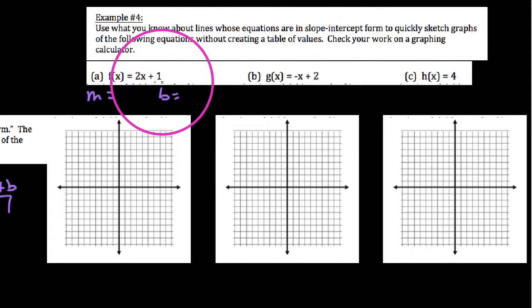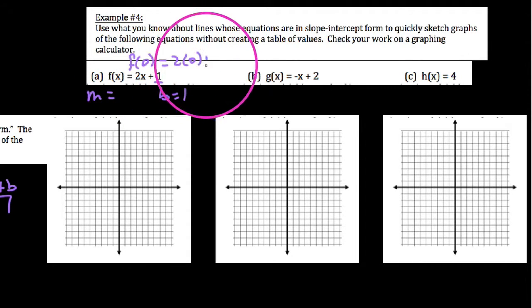So our b value in this case would just be a constant here. We could prove this by finding what our f of 0 value is, and we get 2 times 0 plus 1, which is just 1. So we get 1 there, and then our slope, since it's rise over run, I'm actually going to write this as 2 over 1, and it's positive.